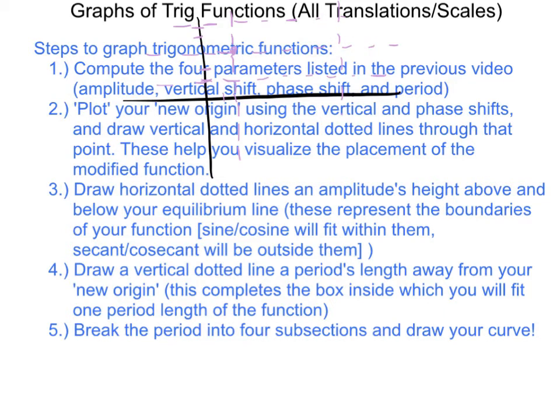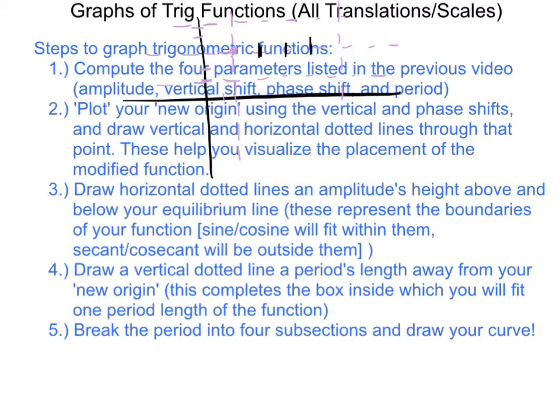You can then fit, actually the 5th step is to break that period into 4 subsections. I'll use a different color to show you this better. Cut it in half, and cut each of those halves in half. Then you can see the 1, 2, 3, 4 subsections, and you can either fit sine into that region, or you can fit cosine into the region, or you can fake draw those in and then draw your secant or cosecant curves around it.